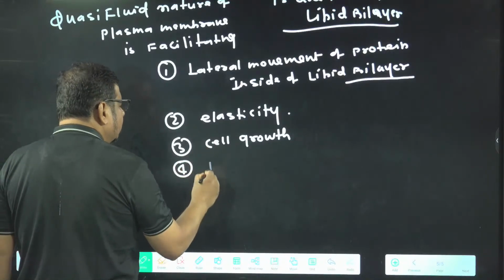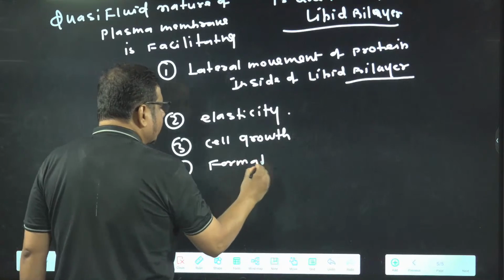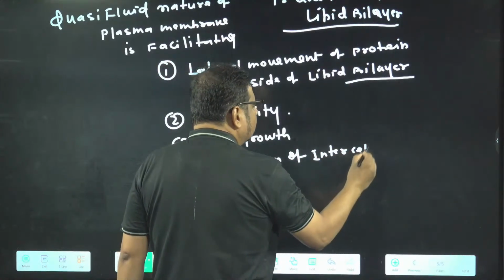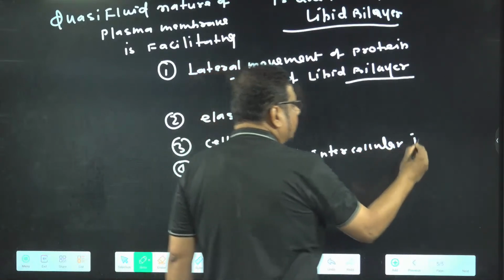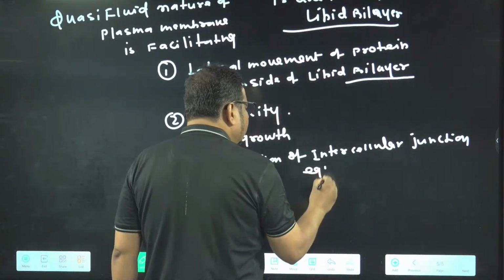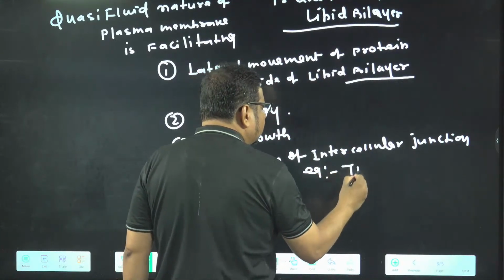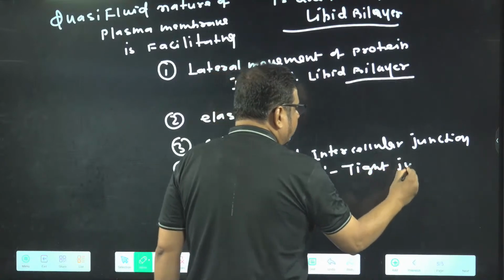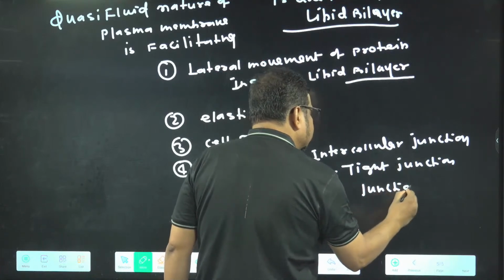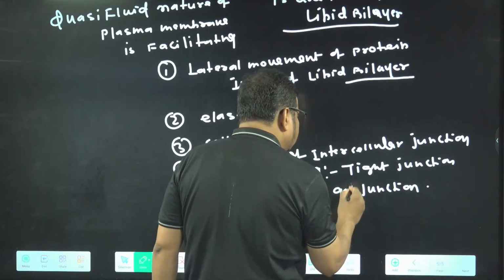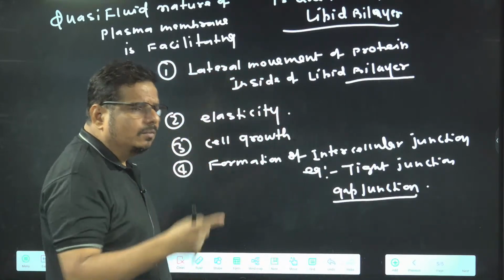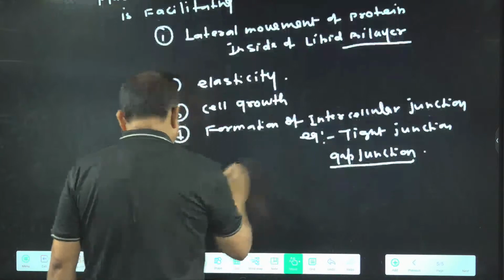Fourth, I am writing formation of intercellular junction. In tissue, your zoology teacher will teach tight junction and gap junction. Getting the things or not? These all are possible due to which one? Due to the fluid nature of the plasma membrane.